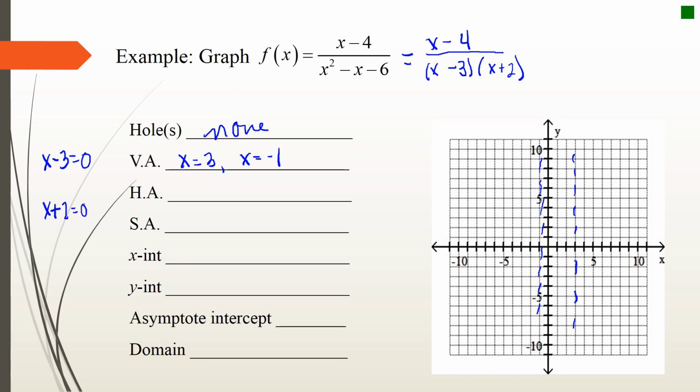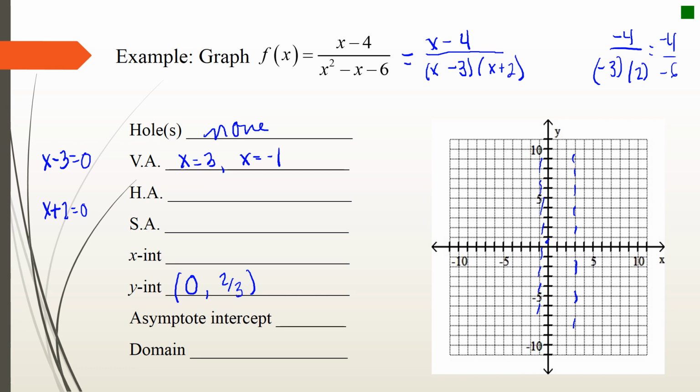Let's look for our y-intercept when x is 0. So we'd have 0 minus 4 is negative 4. 0 minus 3 is negative 3. And 0 plus 2 is 2. So that gives us negative 4 over negative 6, or a positive 2/3. So our y-intercept is going to be (0, 2/3). And we can put a point there. (0, 2/3) is about there. Our y-intercept.